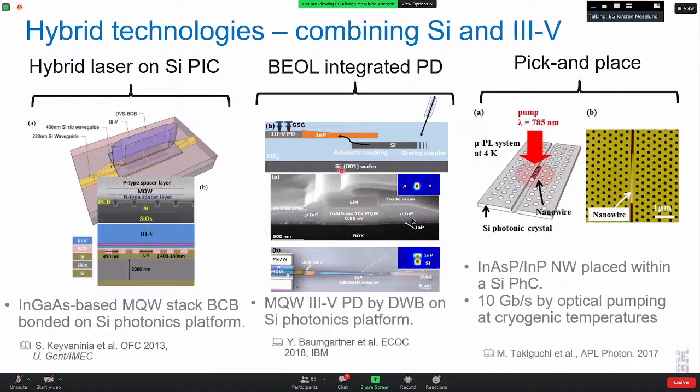We also work in our group with these more advanced devices where we do wafer bonding and then put a III-V material on top of a silicon photonics platform. And there are pick and place techniques where you can create your, in this case, 2D photonic crystal from NTT, and then you can grow your III-V nanostructures on another substrate and then do pick and place of these.